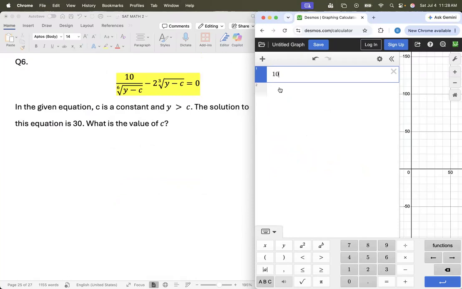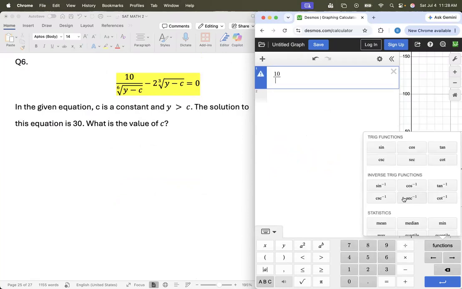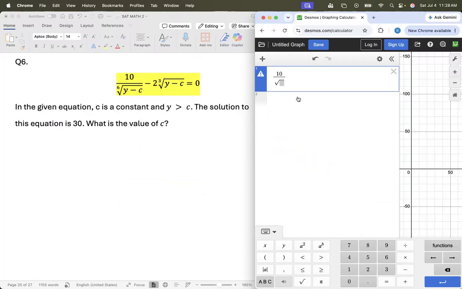Therefore, I know 10 divided by what, the 6th root. You have to go all the way here. This is the 6th root. But I know my Y is 30, so I'm not going to put it in to find Y1. This is the knowledge that I wanted to develop from this video. You don't waste that kind of time trying to let Desmos dictate things for you. I know Y is 30, put it there and say C. Then I say minus what? 2.